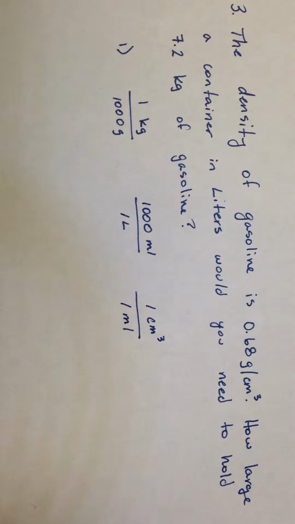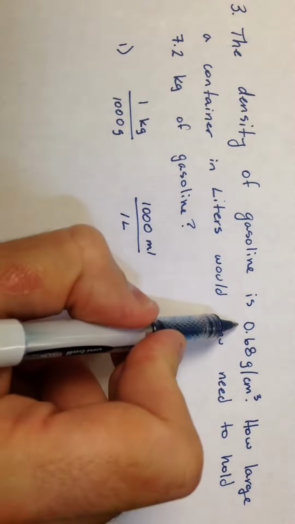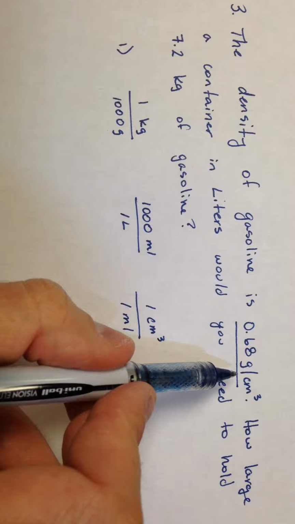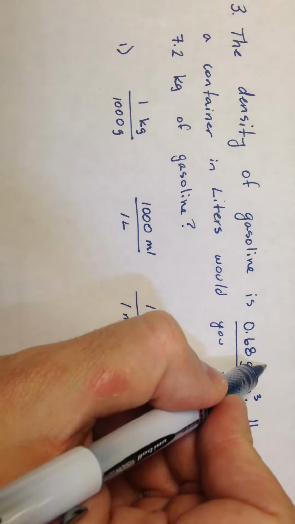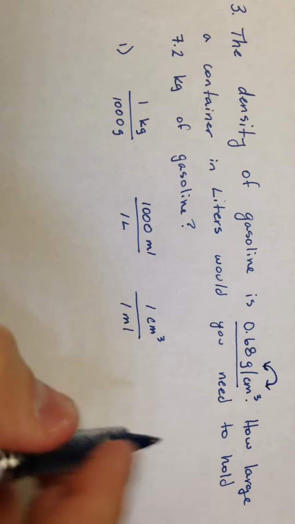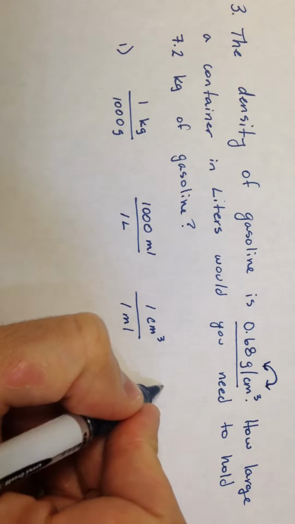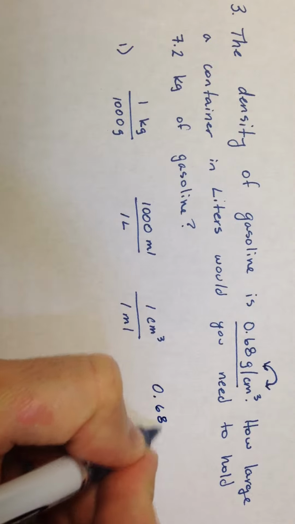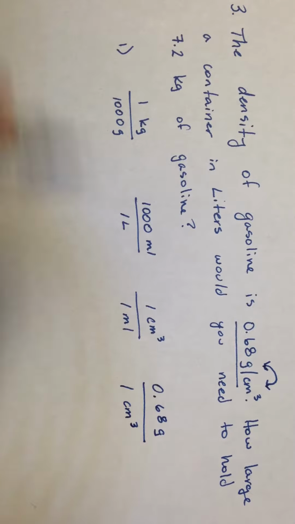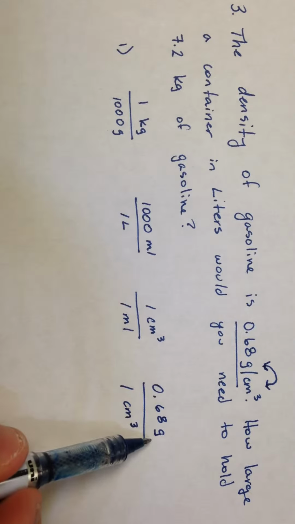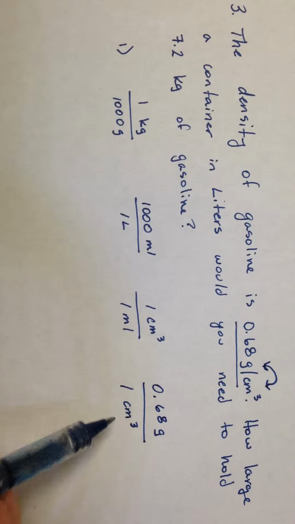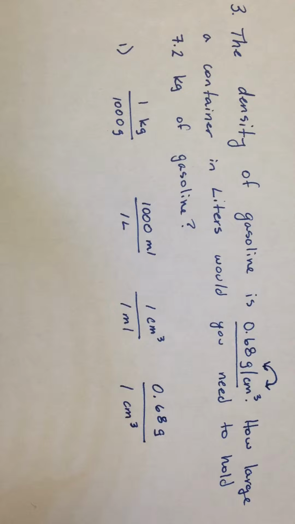And then the last conversion factor that you need to be familiar with is actually the density. And so that's a little bit weird, but the density here we can use as a conversion factor to convert between mass and volume. So when we write out density as a conversion factor, we're going to write, in this case, 0.68 grams over 1 centimeter cubed. And that means that for every 0.68 grams of gasoline, we're going to occupy a volume of 1 centimeter cubed. That's the density, but it also is a possible conversion factor.